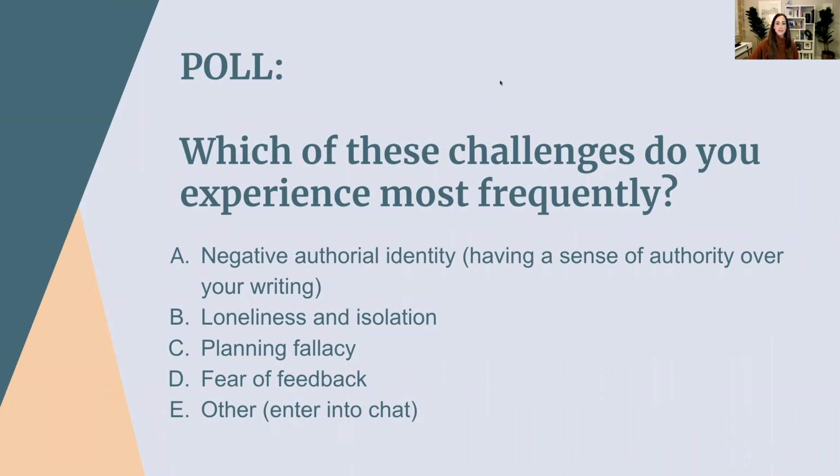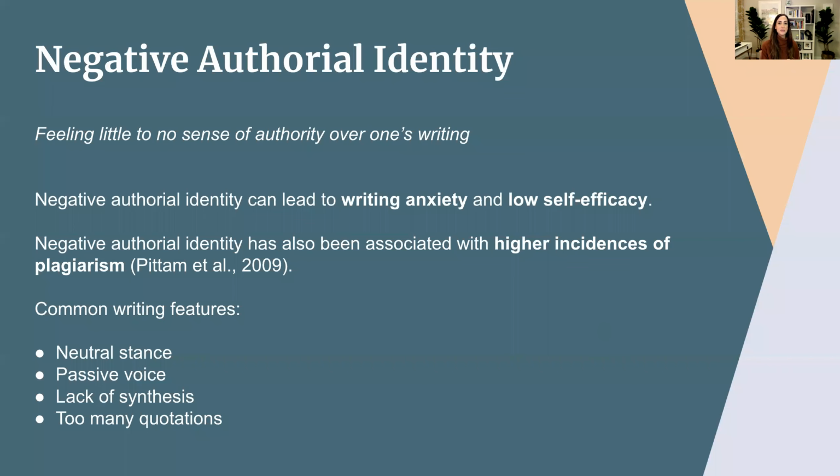It looks like a lot of you are in this camp of loneliness and isolation and the planning fallacy. Negative authorial identity, we're going to get into that first, and that encompasses quite a few things that we'll talk about. I actually have the most slides on that, so I'll be curious to know if, now that you know more about this, you identify with it a bit more. Authorial identity in general is just a sense of authority over your writing. And when you have a negative authorial identity, you have either little or no sense of authority over your writing.